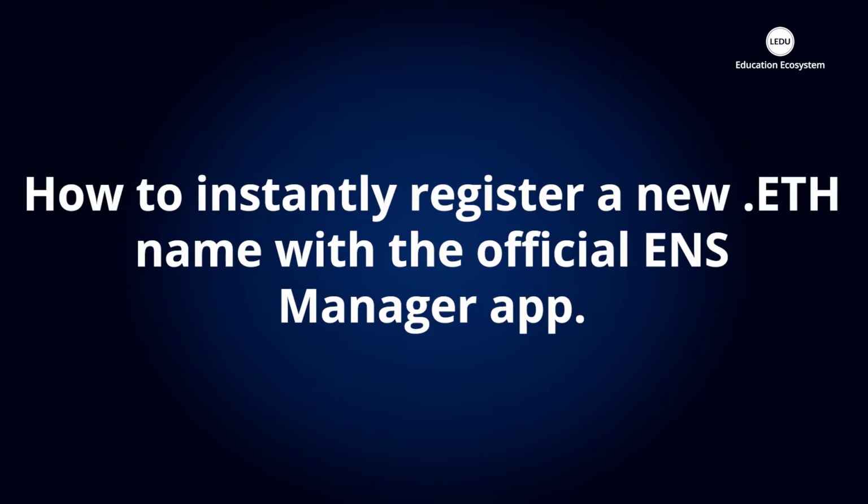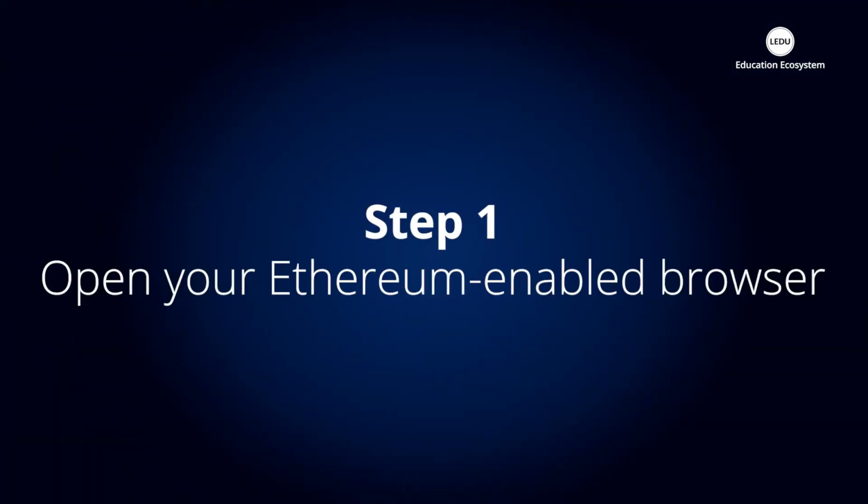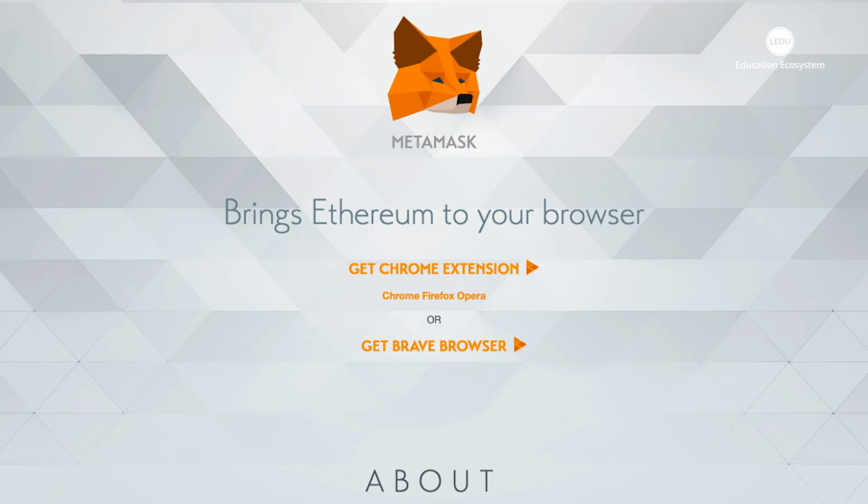Step 1. Open your Ethereum-enabled browser. On desktop, this could be Chrome with the extension MetaMask, or the browser Brave with its crypto wallet enabled. On mobile, this could be Trust Wallet, Coinbase Wallet, Status, MetaMask Mobile, or another mobile Ethereum browser. This video will explain the process assuming you are using MetaMask in a desktop browser.